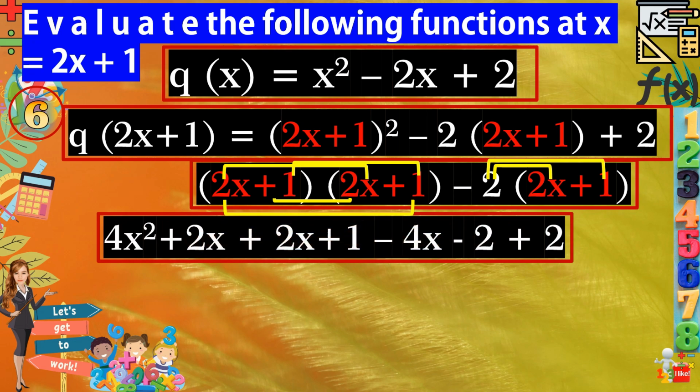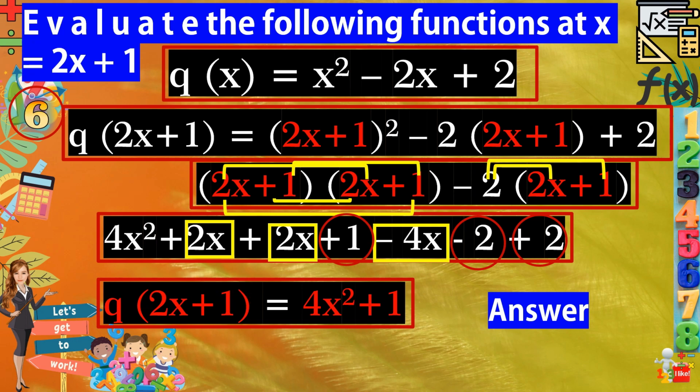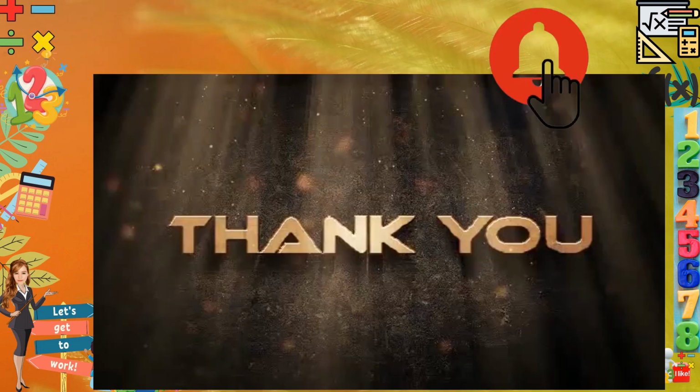We can now combine like terms, which are 2x plus 2x plus negative 4x. This result is 0. Then for the constant terms, 1 minus 2 plus 2, the result is 1. Therefore, q of 2x plus 1 is equal to 4x squared plus 1.